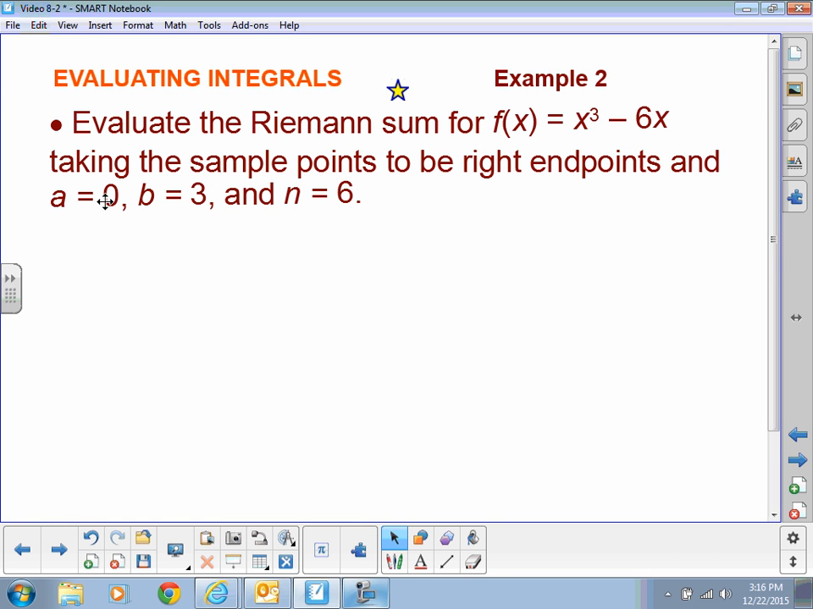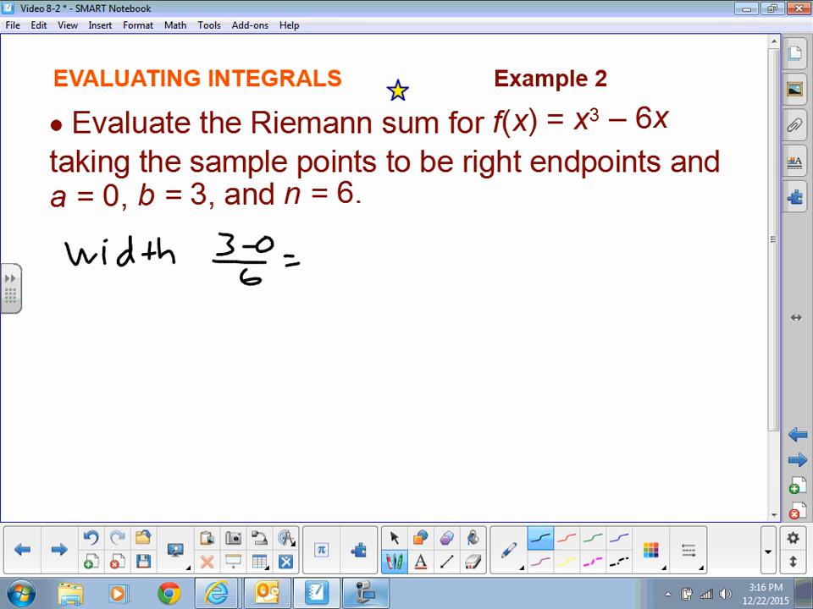So the next example we're going to do is very similar to what we did in class. We're going to do it with our rectangles. So we want to evaluate the sum of f of x. We're going to do right-hand endpoints. We're going from 0 to 3, and we're going to do 6 rectangles. So first we have to find our width. So we'll do b minus a over n. So we'll do 3 minus 0 over 6. That'll give us that the width of each rectangle is a half.